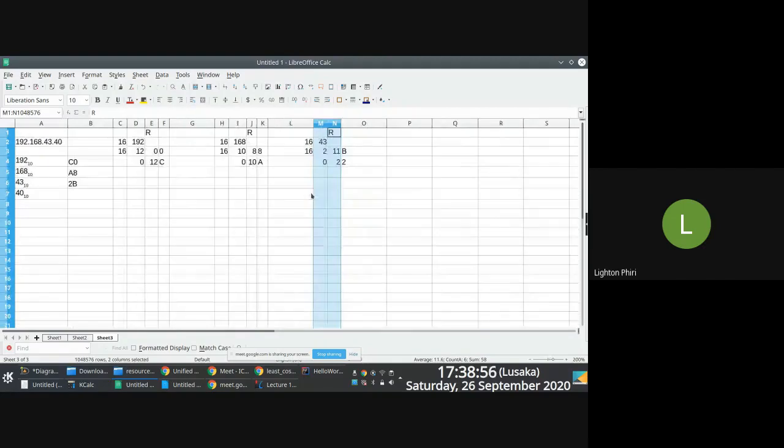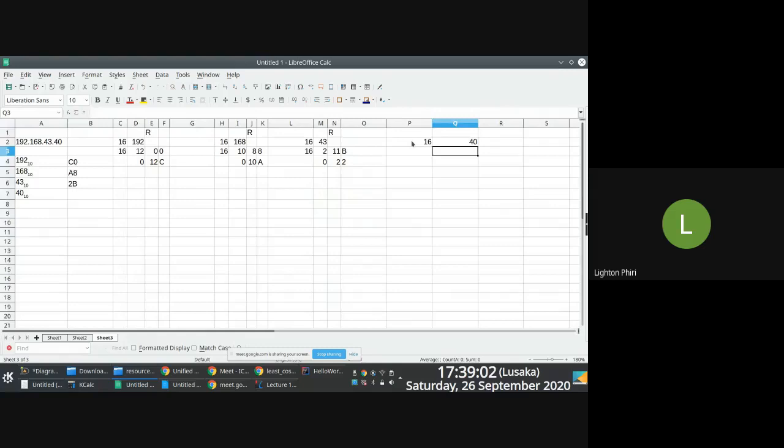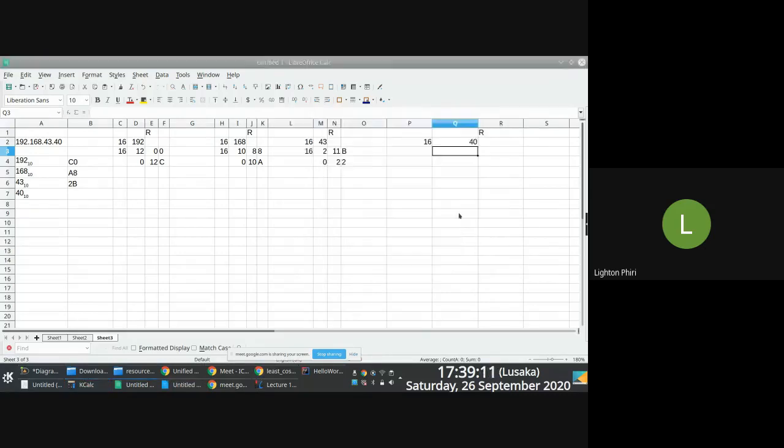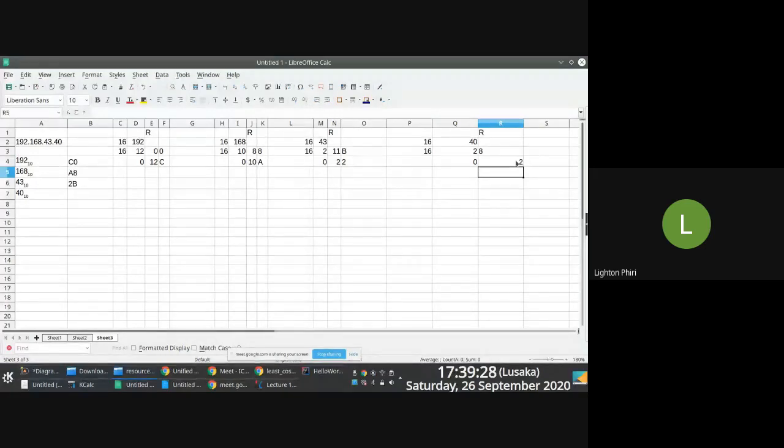We do the same thing for 40. We repeatedly divide 40 by 16, and we keep track of the remainder. 40 divided by 16 is 2, remainder 0.5 times 16, which is 8. So we have 8 here. 16 into 2 can't go, so it's 0, remainder 2. This is 28. This is making sense.